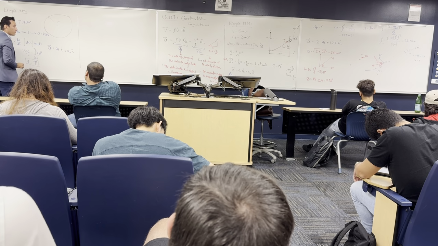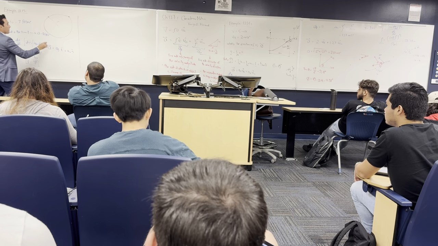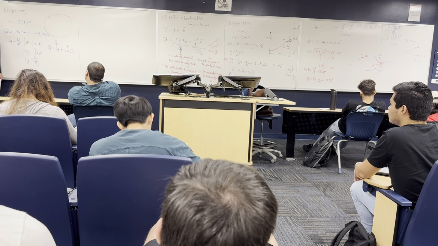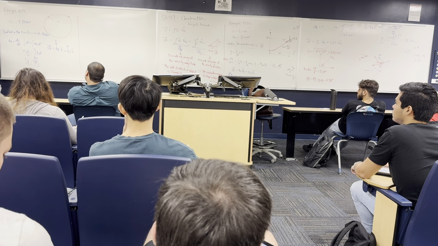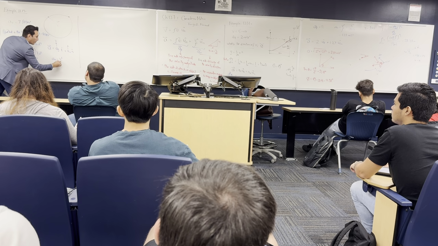And this is the vector. And I know a_t is 7. But I don't know the normal, right? So how can I get it? a_n is v squared over rho, right? So a_n is equal to v squared over rho.